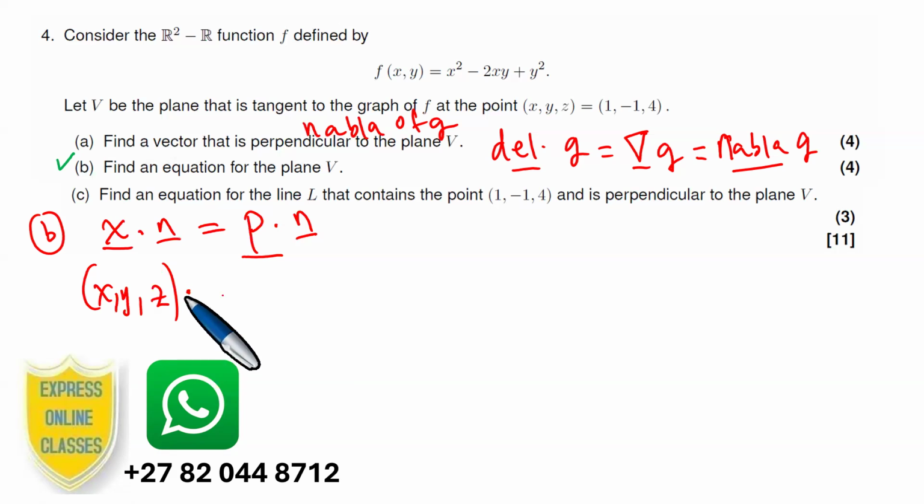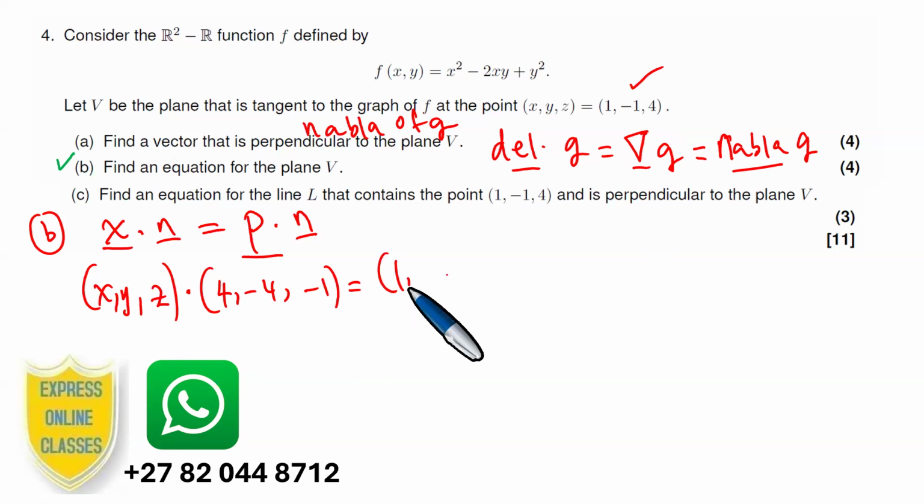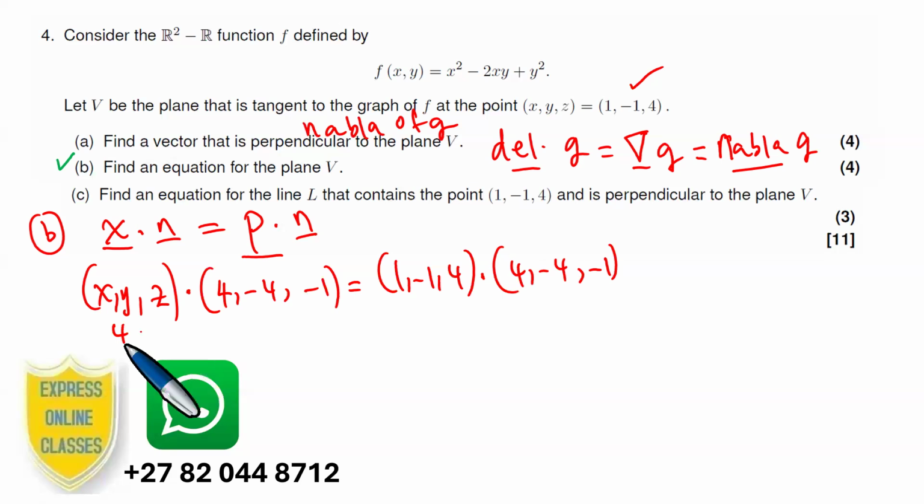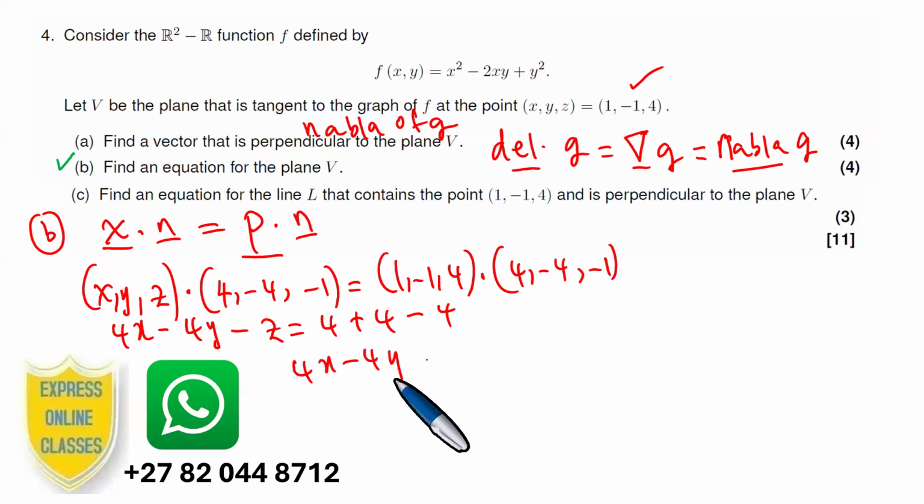times that. We take a point. This is the point (1, -1, 4), dotted with (4, -4, -1). That gives 4x minus 4y minus z, which is 4 plus 4 minus 4. 4 minus 4 is 0, and then you are left with only what? We're left with only 4. And this is the equation for the plane.